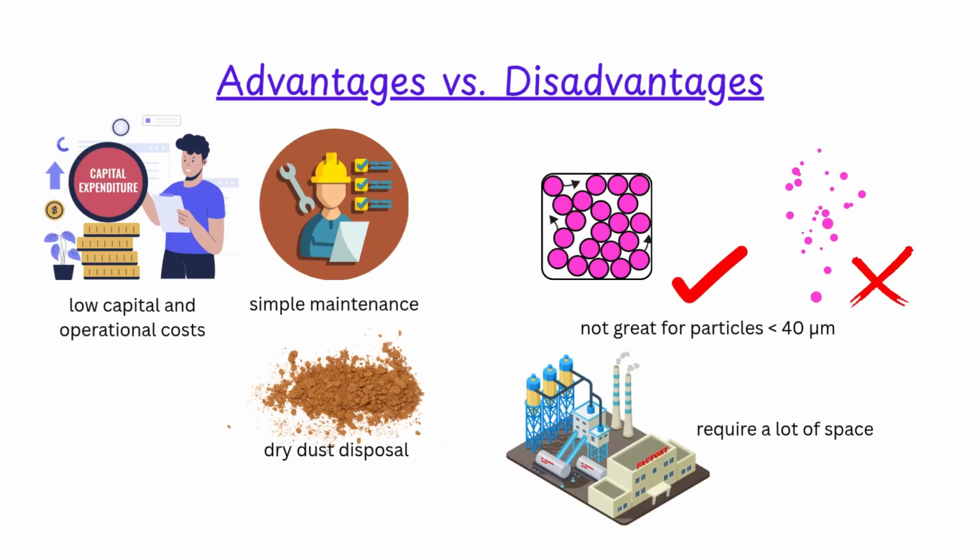Gravity settlers are low-cost, simple, and reliable. But they require a lot of space and can't handle fine particulates effectively. They work best as pre-cleaners before high-efficiency devices.